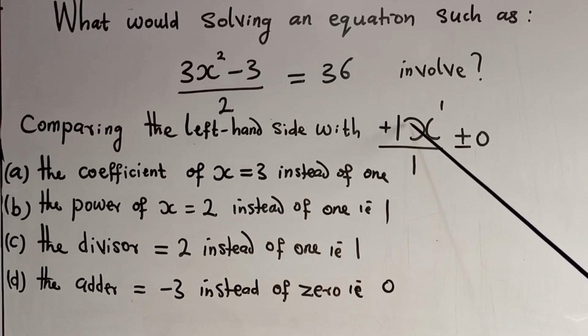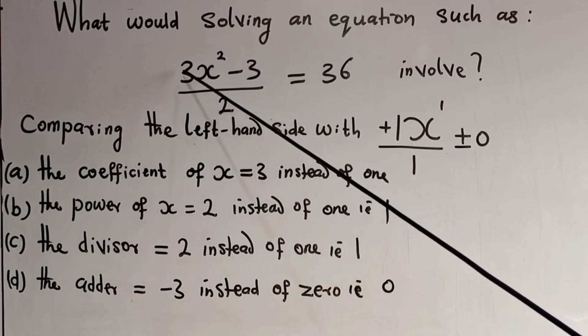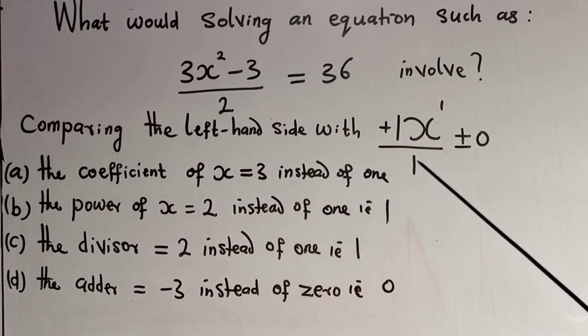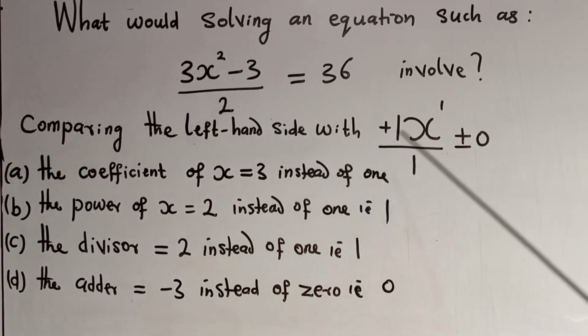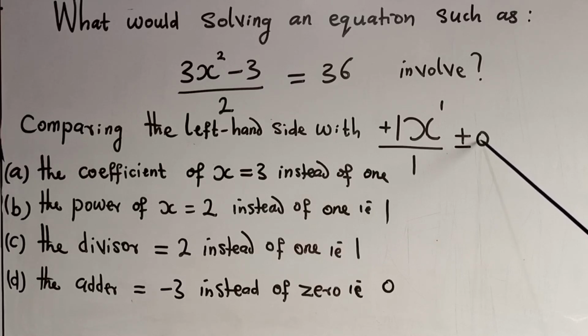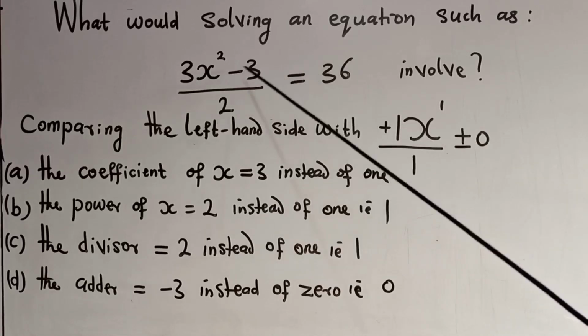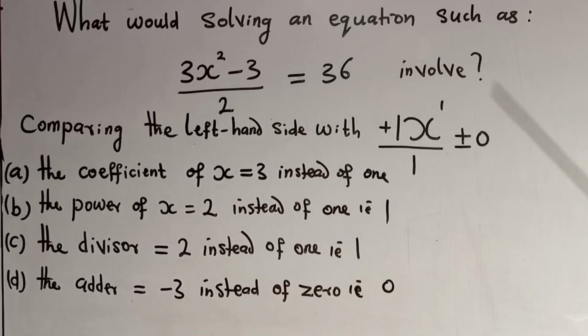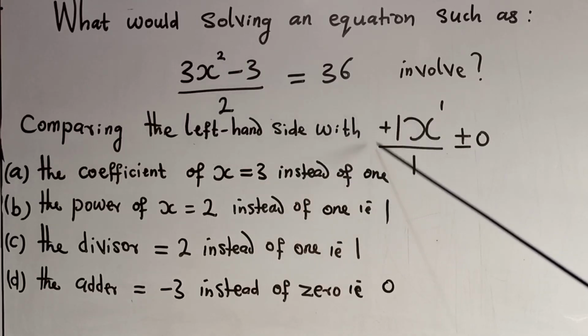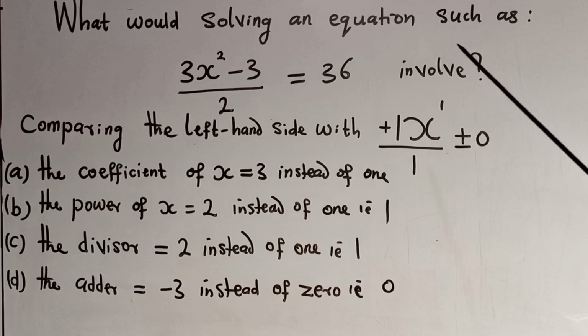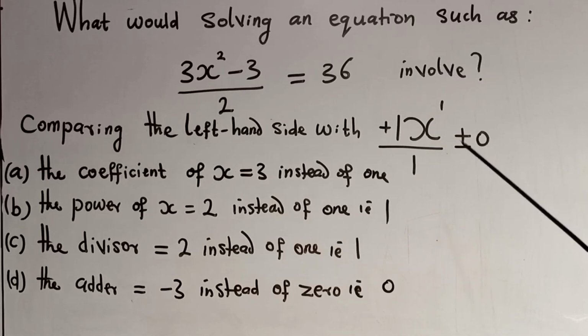Look at the coefficient of this x here, it is 1. What is it here? It is 3. Look at the divisor of this expression, it is 1 here. What is it here? It is 2. And look at the adder, it is 0. But what you find here is minus 3. What it means is that in making this become like this, we have responsibilities, we have obligations at hand here.